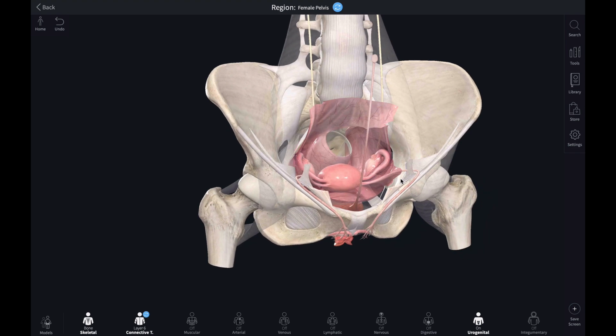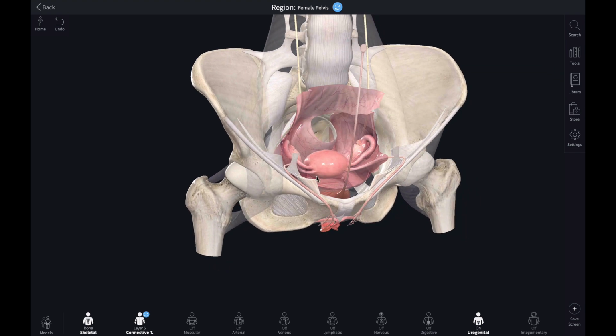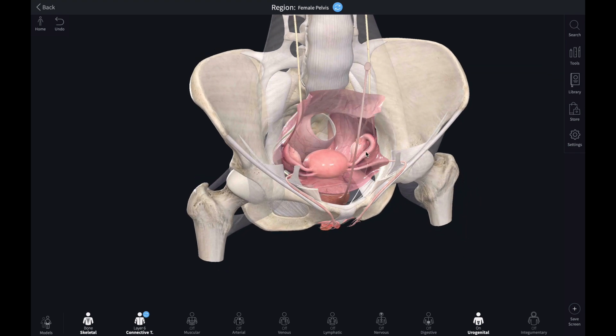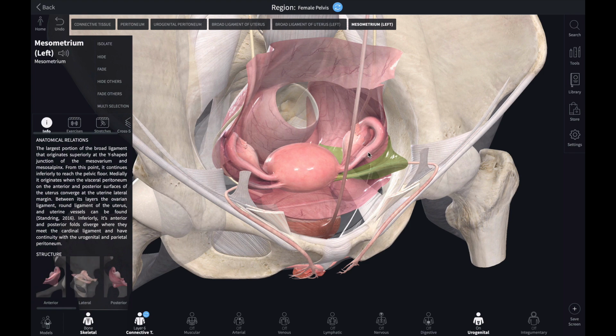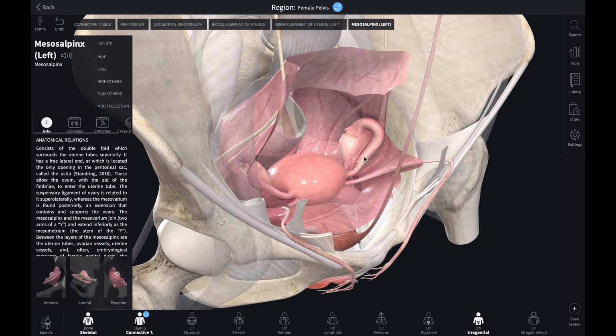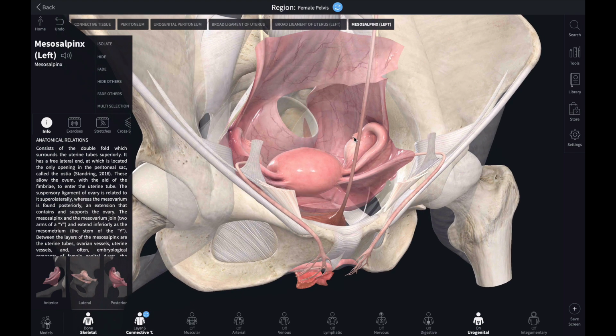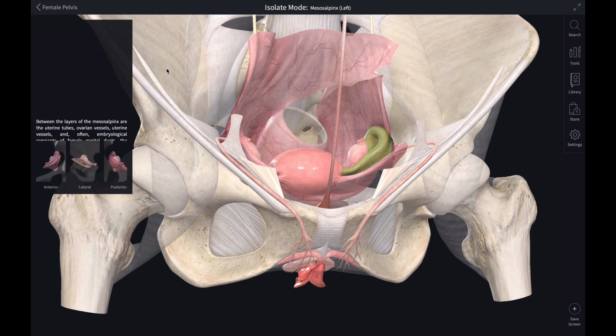The peritoneal sheath covering the uterus, the bladder and the fallopian tube, we call that the mesosalpinx. You see, this is the mesosalpinx, a peritoneal sheath that is covering the whole fallopian tube. I will isolate this.